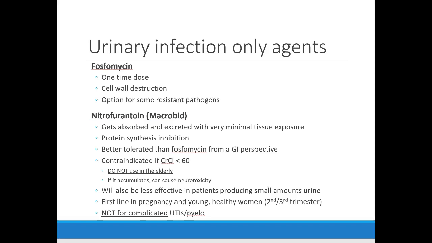Urinary tract infection agents only. Fosfomycin and nitrofurantoin work for these. Fosfomycin is an interesting one-time only dose. It causes cell wall destruction. It is an option for some resistant pathogens if they aren't going to respond, or the patient has allergies or whatever to standard therapy. And then nitrofurantoin, or Macrobid. This drug gets absorbed into the body and excreted. It has very minimal tissue penetration and very low risk of any type of side effect. Fosfomycin can be kind of hard on the GI tract. This drug's a lot better tolerated.